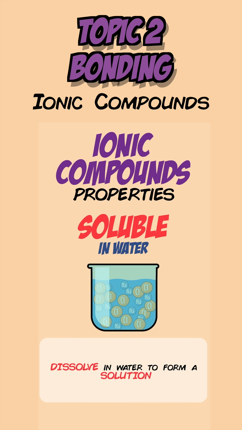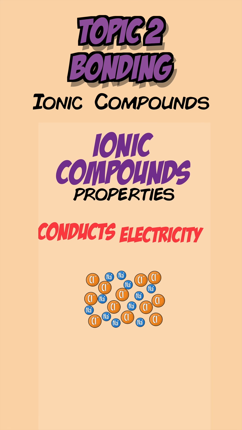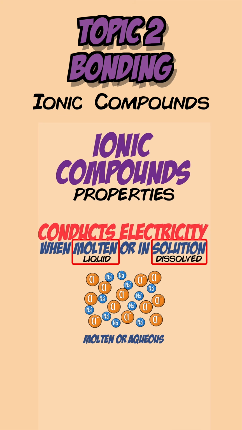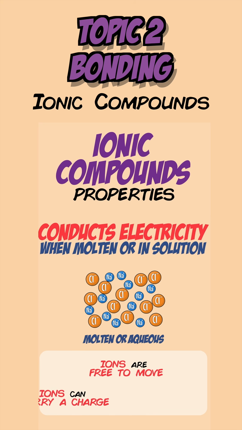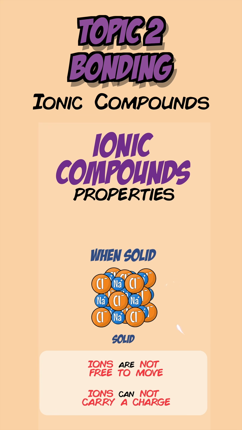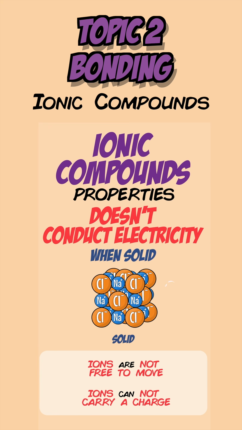a solution. The third property is that ionic compounds conduct electricity only when they're molten or aqueous. This just means when they're liquid or dissolved in water in a solution. When they're in these states, the ions in them are free to move so they can carry a charge. So this basically means they can conduct electricity. When they're in a solid form, on the other hand, the ions are fixed and are not free to move. This means they can't carry a charge and therefore do not conduct electricity in this state.